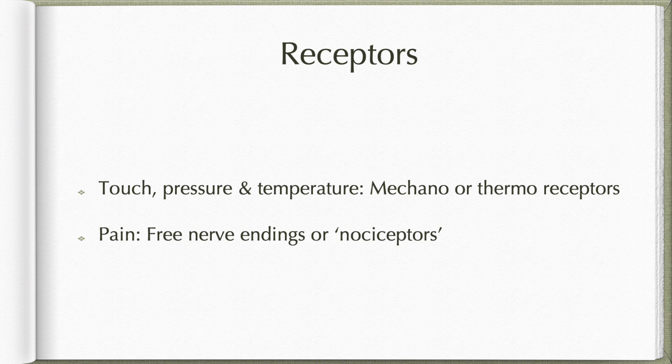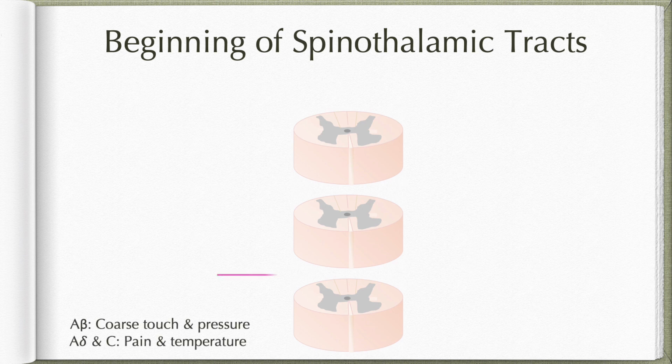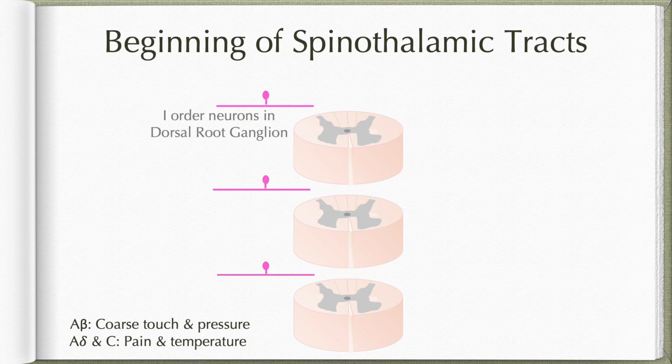Receptors for touch, pressure and temperature are the mechanoreceptors or thermoreceptors, whereas receptors for pain are the free nerve endings or the nociceptors. Let us see the beginning of spinothalamic tracts. The A beta fibers carry the coarse touch and pressure sensations, whereas A delta and C fibers carry the pain and temperature sensations. All these fibers have their first order neurons in the dorsal root ganglion.